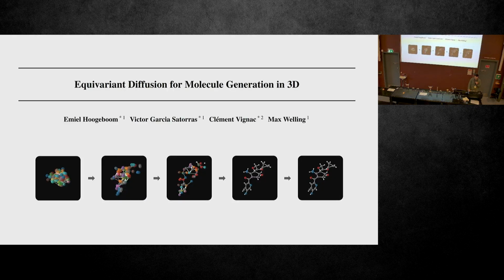The work on equivariant diffusion for molecule generation is based on this paper. This is a paper done during my PhD in collaboration with Emiel, Clément, and Max Welling. It was the first diffusion model for molecule generation. Basically, what it does is map from Gaussian noise to molecule data that we train on two datasets, QM9 and GEOM-Drugs.